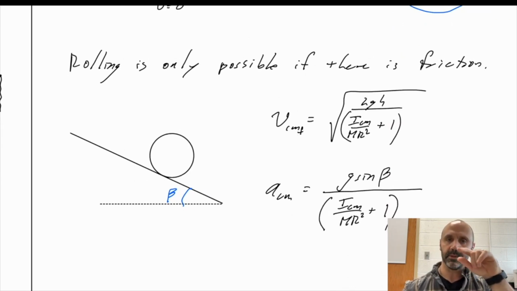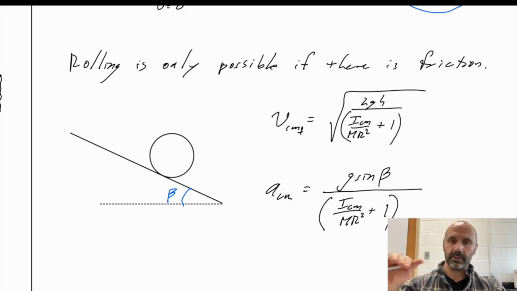The idea is that the friction puts a torque on the object and makes it spin. So if something is sliding up an incline because there's no friction, then there's not going to be any angular acceleration. There's not going to be any torque on the object. And whatever angular velocity it had, it's going to keep.